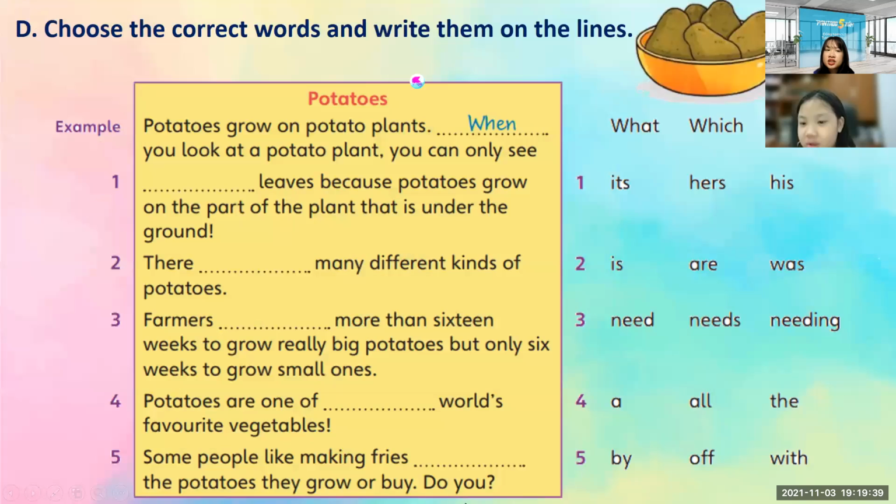Okay, next one. Choose the correct word and write them on the line. So look at this one. We are reading about potatoes. And when you choose the answer, please circle it like this. Yes, number one here. Look at this one. We have 3 answers for a question. And when you choose something, you circle it. Like here, I have the word when. Yes, circle that.